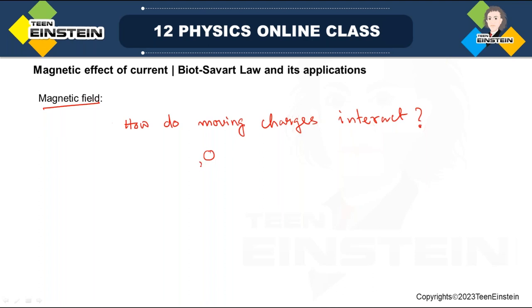Suppose I have a moving charge Q and it is moving. While moving, it can produce a magnetic field. Another moving charge, or any current, since moving charge means current, if a current produces a magnetic field around it, when another moving charge passes through this field, it will experience a force. So this is the explanation.